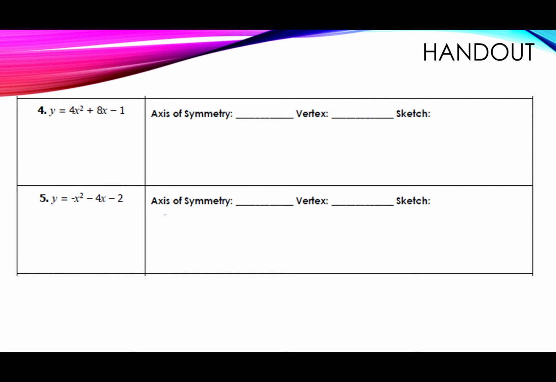Looking for the axis of symmetry, x equals negative b over 2a. Negative 4 is my b. Change the sign, so it's going to be 4. Then it's going to be 2 times negative 1, because there's nothing in front of x except for the negative, so negative 1. 4 over negative 2 is negative 2.